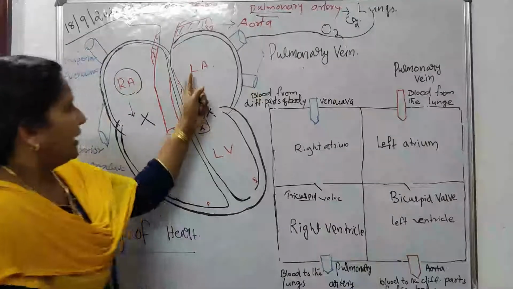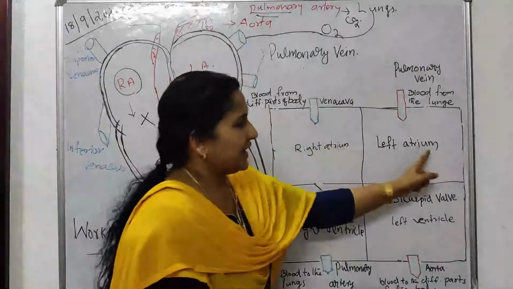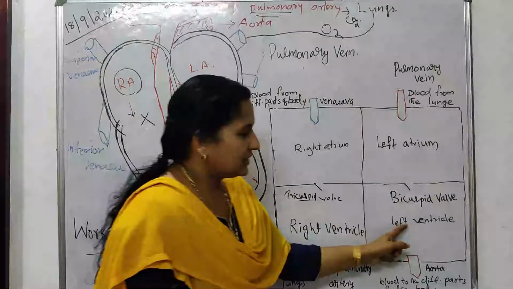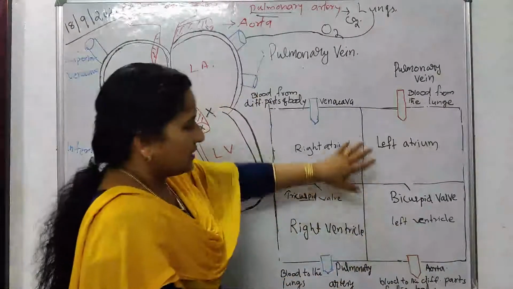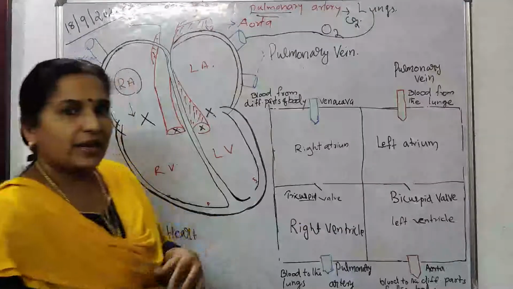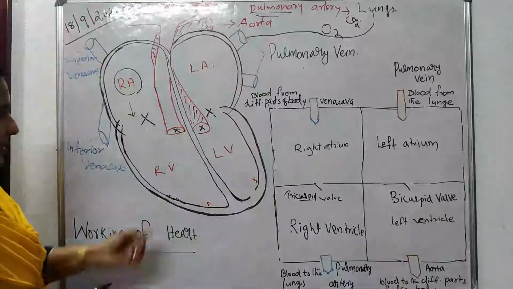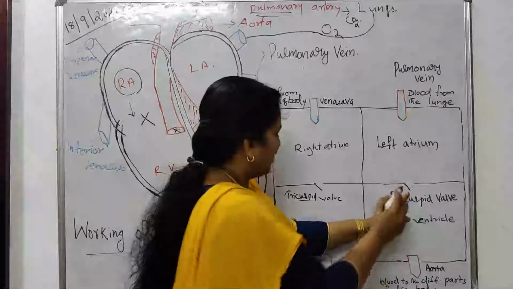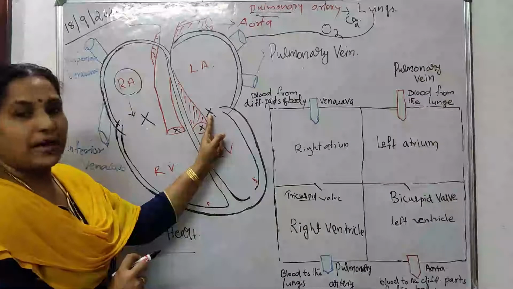Then look here, left atrium, left atrium. Here it is left ventricle. So these are the 4 chambers. You can name the valves also similarly. See here, tricuspid valve, and here there is a valve present that is known as bicuspid valve.